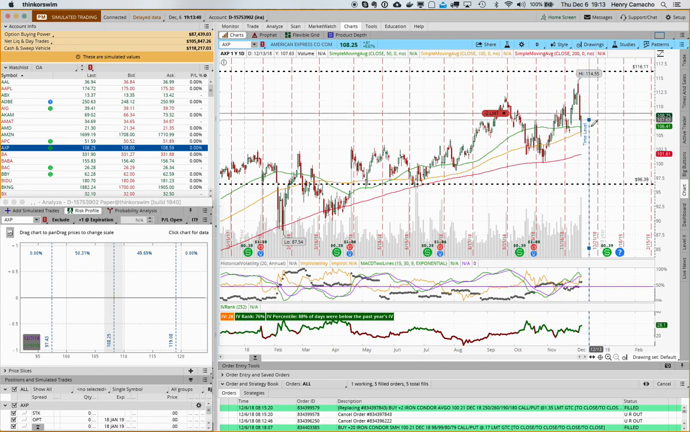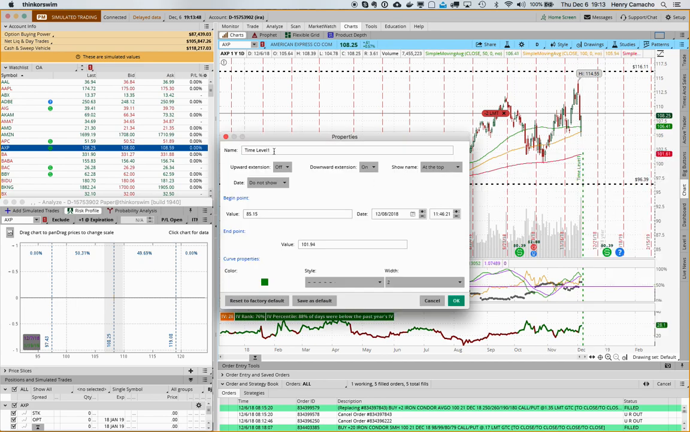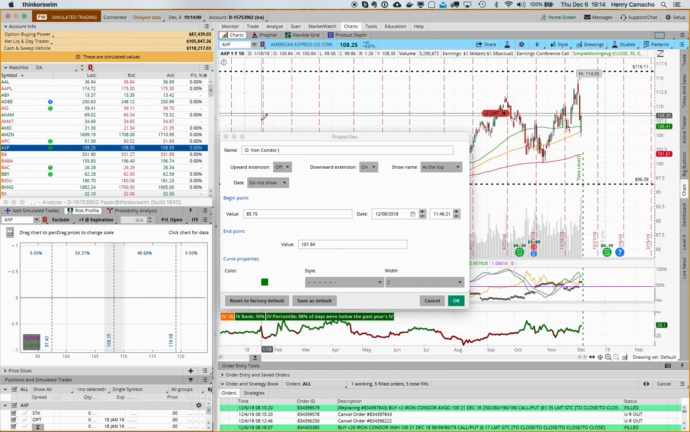And I can just put it right here. And what I'll do is I'll edit this property, and I'll call this open iron condor. And what was our price here? 111. So 1.11.